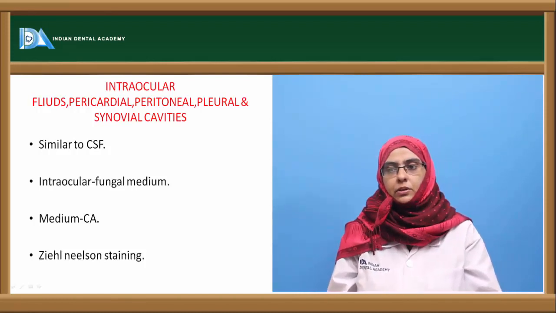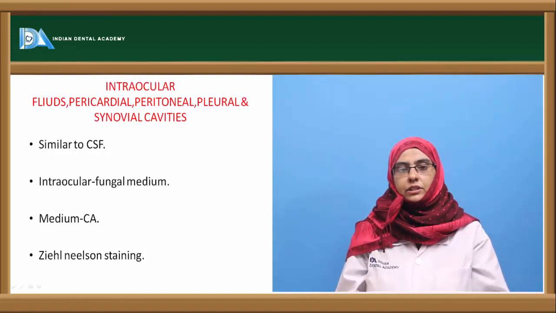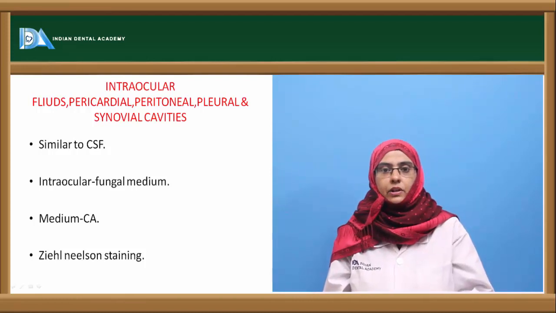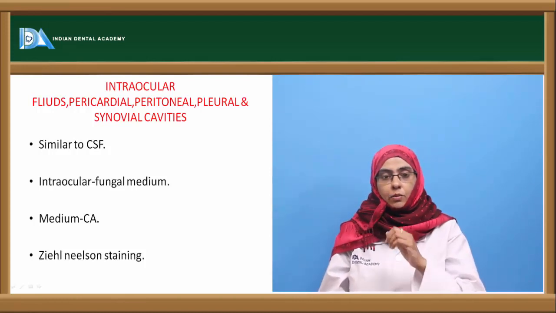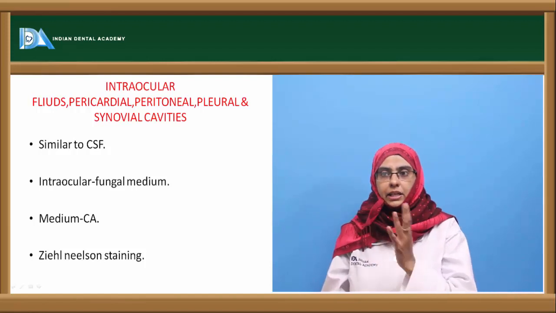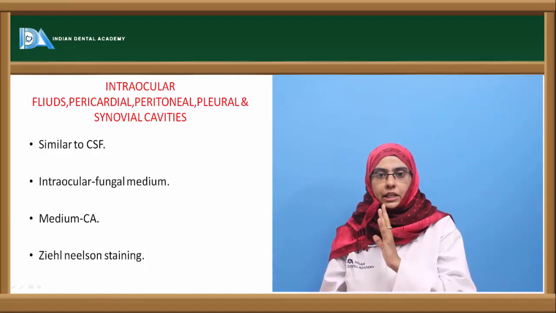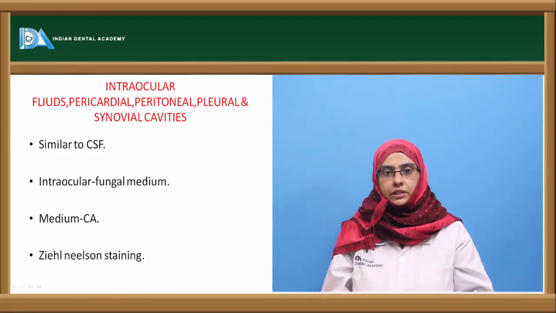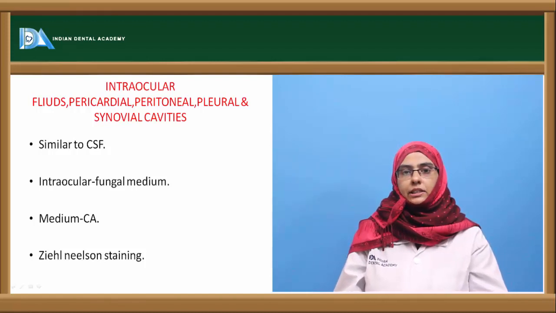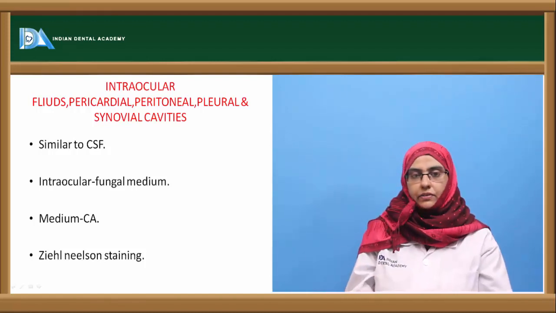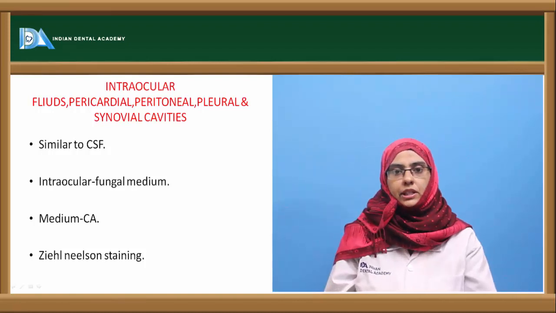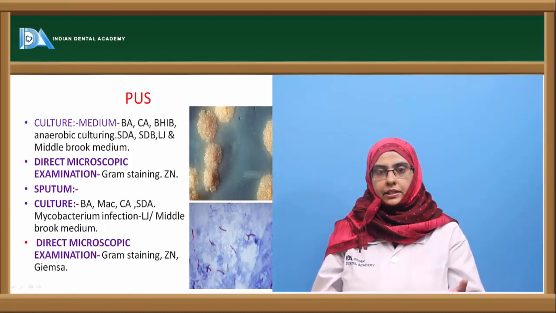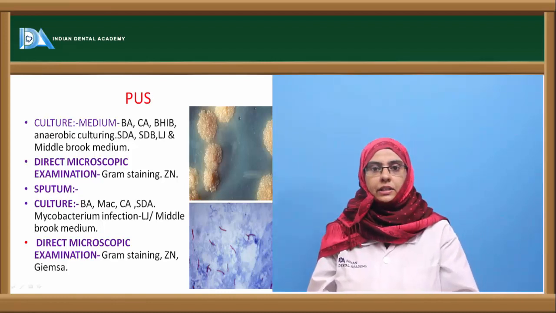So inoculate onto Sabouraud's media, and the other medium that is used is chocolate agar, and the microscopic technique used to identify the organism is Ziehl-Neelsen staining. Most of the sinuses and the pericardial or peritoneal cavities are usually infected with Mycobacterium, which causes a systemic infection in the later part of its cycle. So you can identify the organism in these cavities with the help of direct microscopic examination using Ziehl-Neelsen staining.